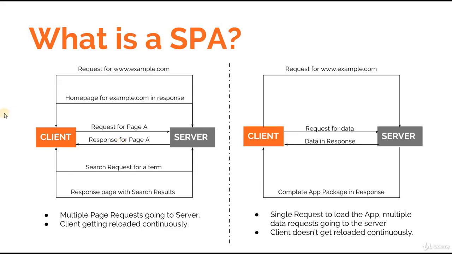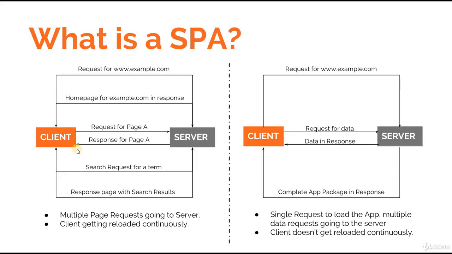Okay, so in this example, we have, say, a website named example.com. On the client, that would be our browser. Let's say the user types in www.example.com into the address bar and presses enter. What will happen in that case is that in the background, the client or the browser is going to send out a request to the server, and the server would respond back with the HTML of the home page of that example.com website.